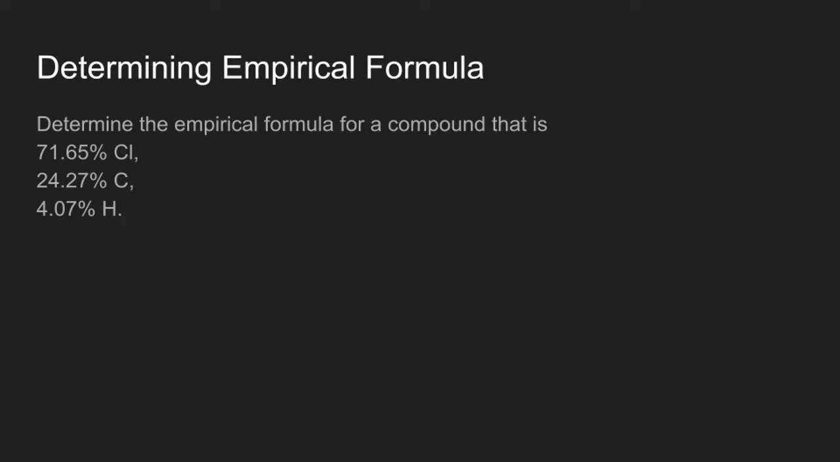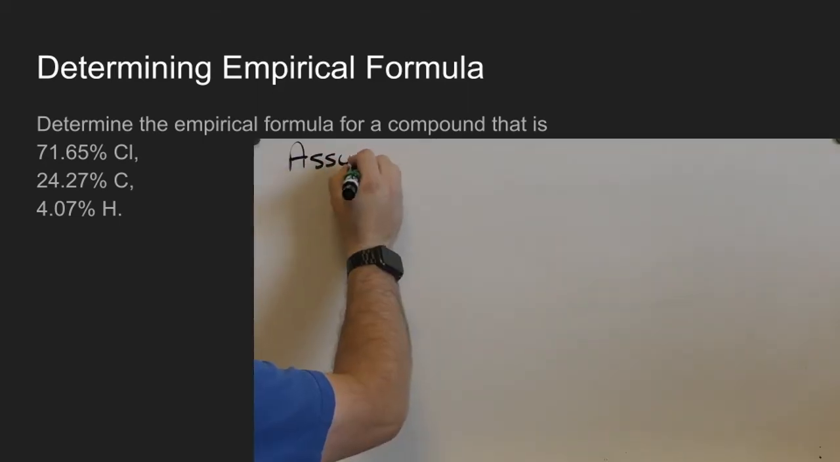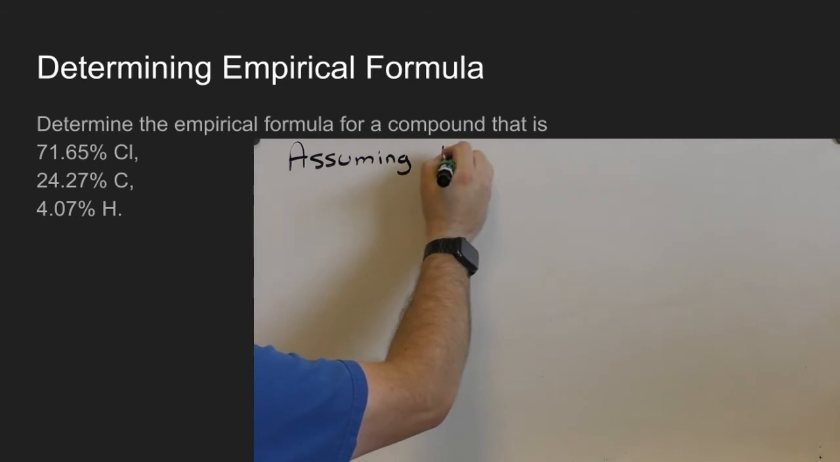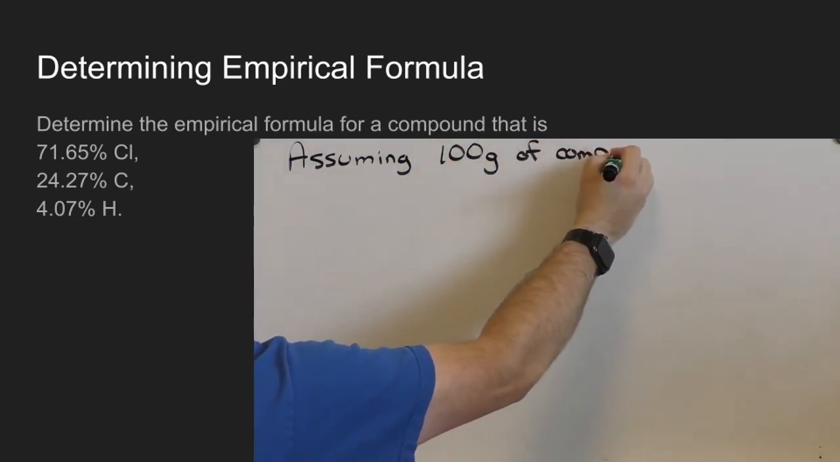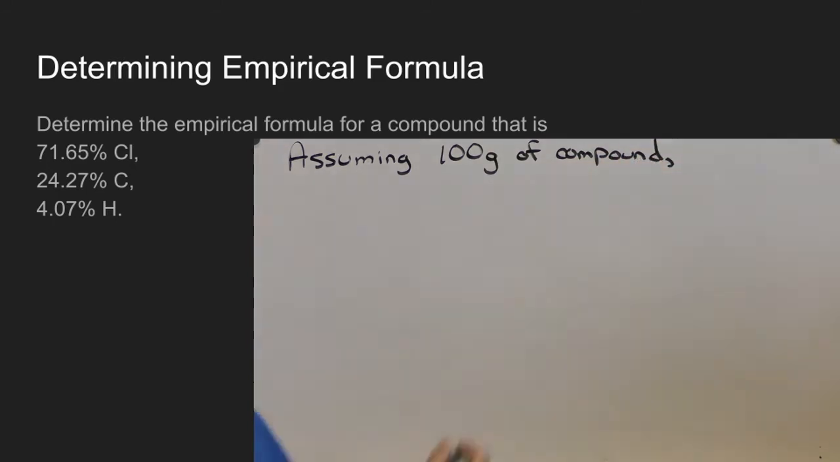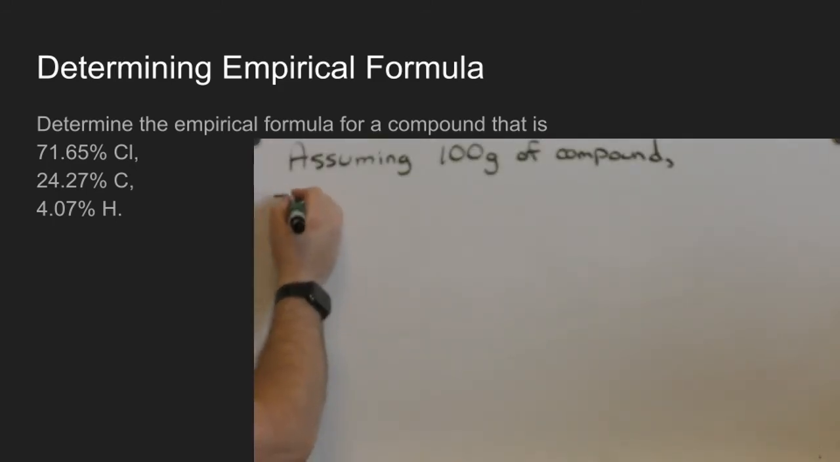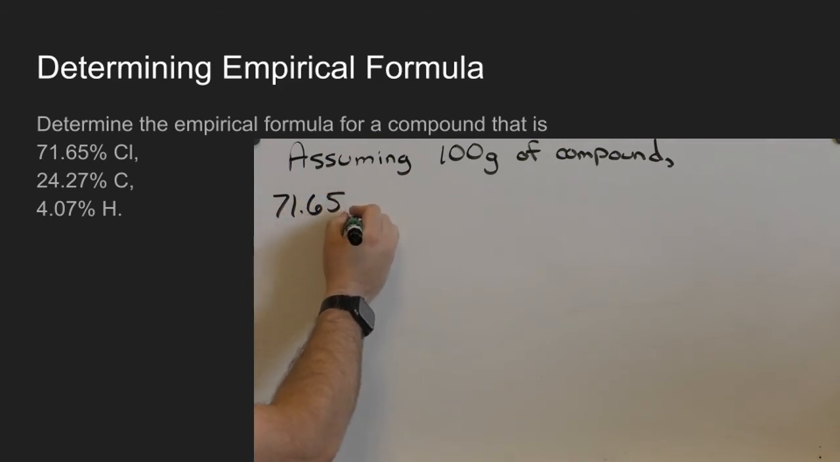So here we have some mass percent data from a combustion analysis. A certain compound has 71.65% chlorine, 24.27% carbon, and 4.07% hydrogen. Let's determine the empirical formula for this compound. Since percentages aren't masses, we're going to assume that we have a 100-gram sample of the compound. That means that our percentages will be their masses in grams. So we'll start with 71.65 grams of chlorine.